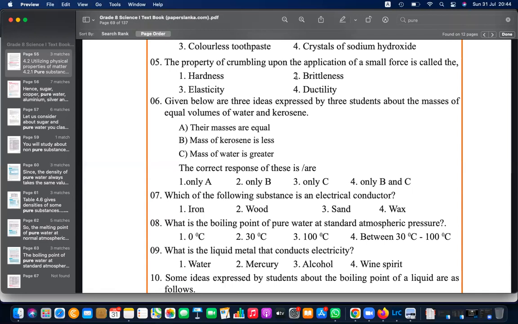Bricks, you can take bricks. And glass. Why can't you take glass?